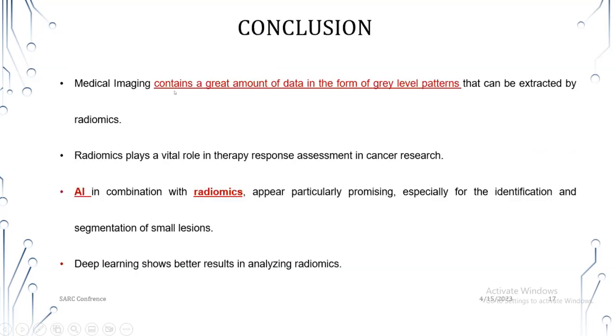Medical imaging contains a great amount of data in the form of gray level patterns that can be extracted by radiomics. Radiomics plays a vital role in rapid response assessment and prediction or classification in cancer research. AI in combination with radiomics appears particularly promising, especially for identification and segmentation of small lesions or small areas of cancers. So deep learning shows better results in analyzing radiomics.